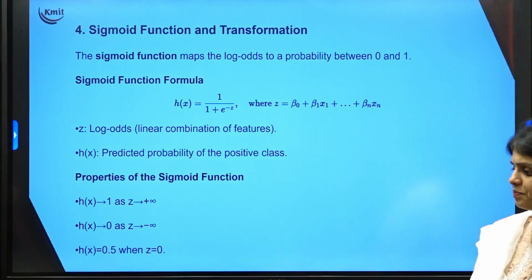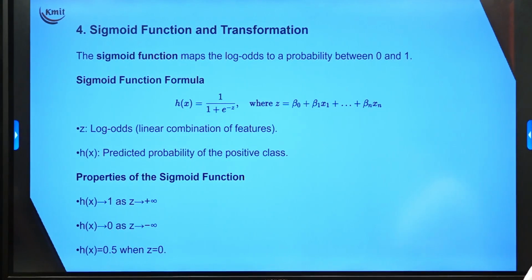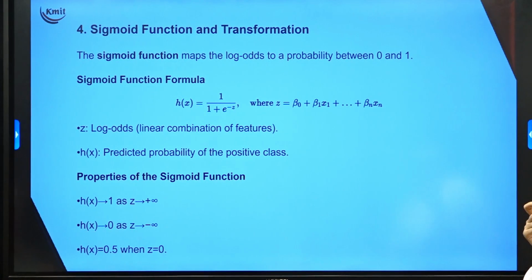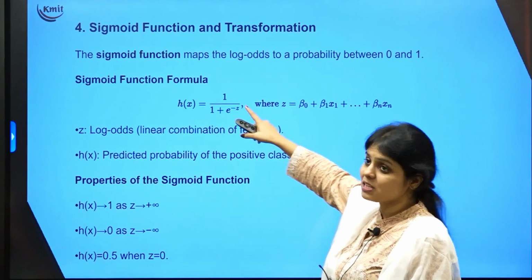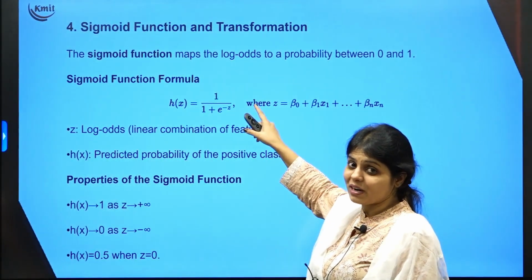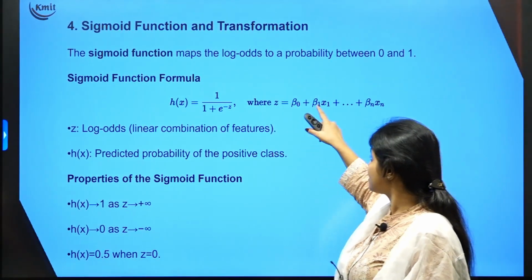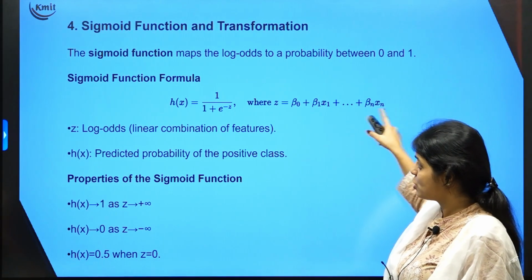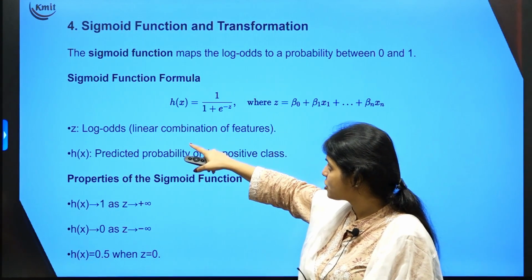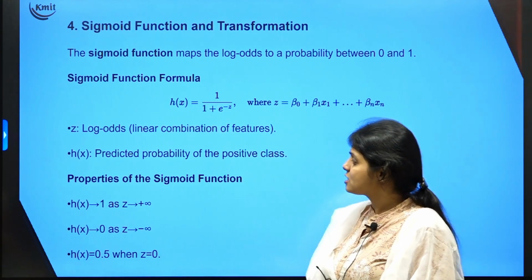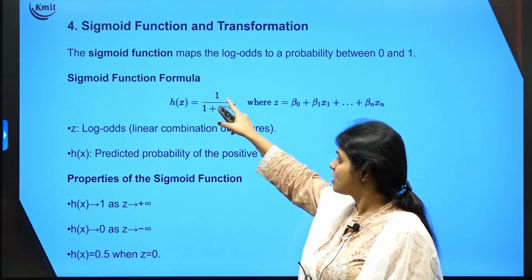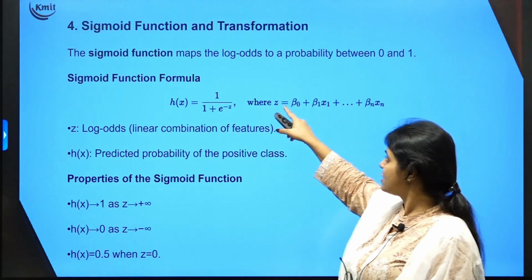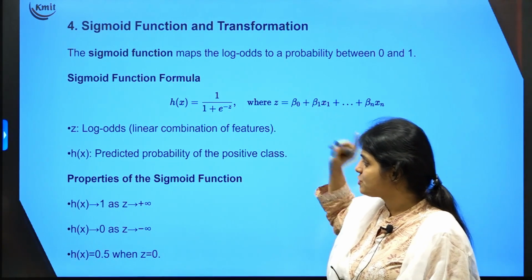Now when I talk about the sigmoid function and its transformation, this sigmoid function will map the log odds to a probability between 0 and 1. As we have seen, the sigmoid function is represented by 1 by 1 plus e power minus z, where z is nothing but beta naught plus beta 1 x1 plus beta 2 x2. So this is the log odds function, and h of x is the sigmoid function, which gives the predicted probability, 1 by 1 plus e power minus z, where z is your log odds function.